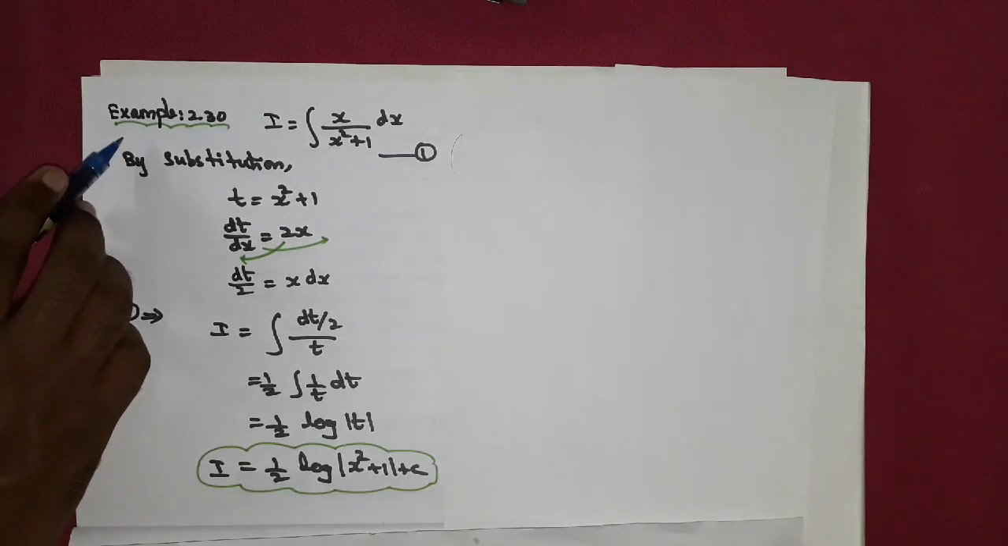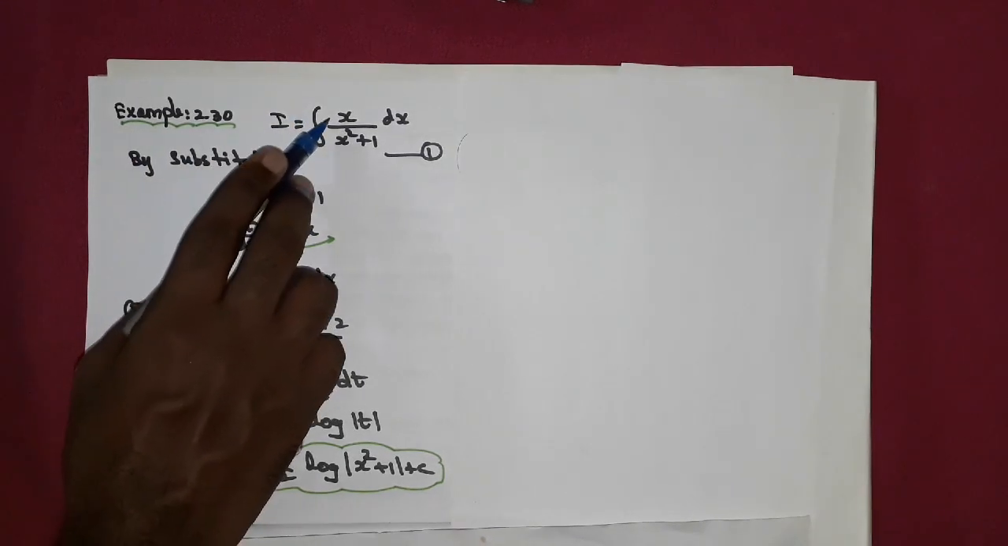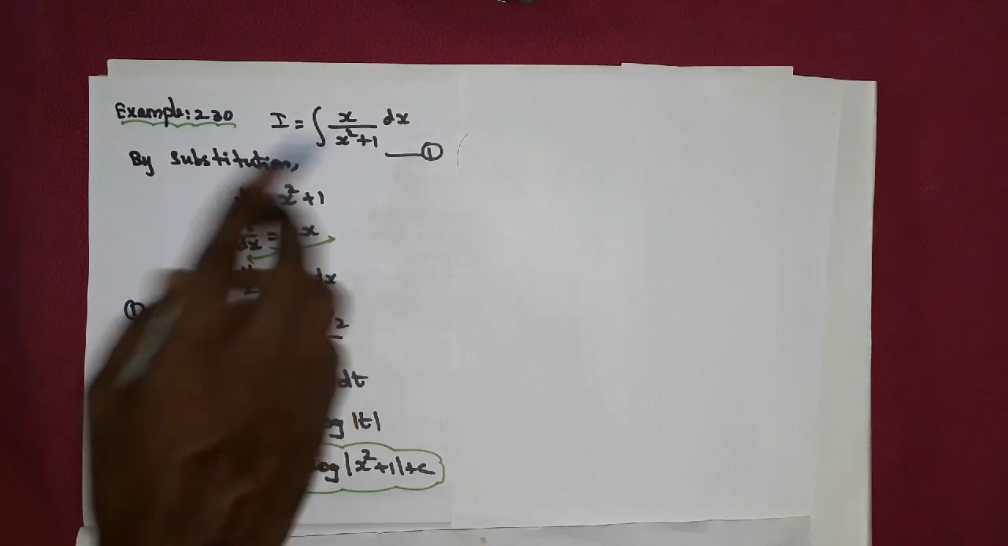Now example number 2.30 we are going to see. So I equal to integral x by x square plus 1 into dx. Right.